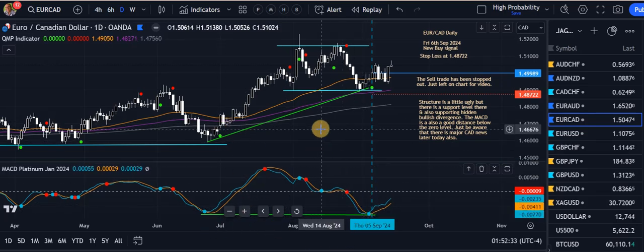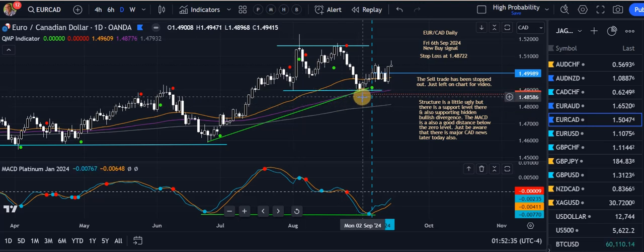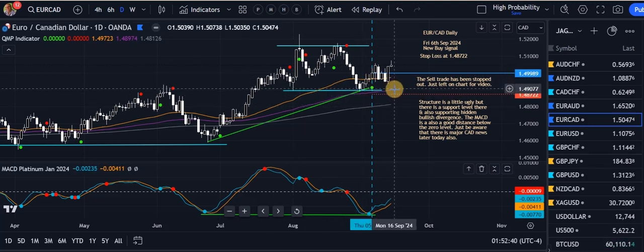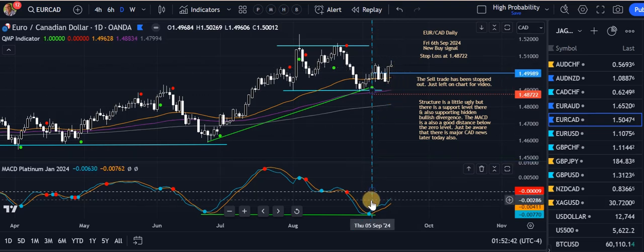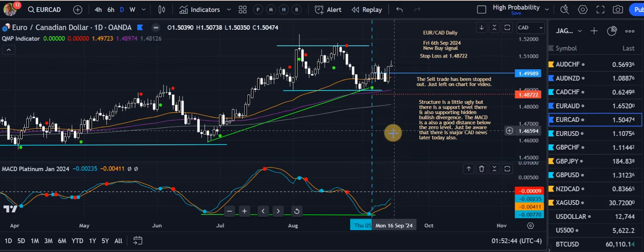Again, hidden bullish divergence. We've got the support level and price, so it's a good setup. I liked it, but it's taken a while to get going. And it's just above the entry level now. Again, the MACD Platinum's still below the zero level, so there's no rush as yet.